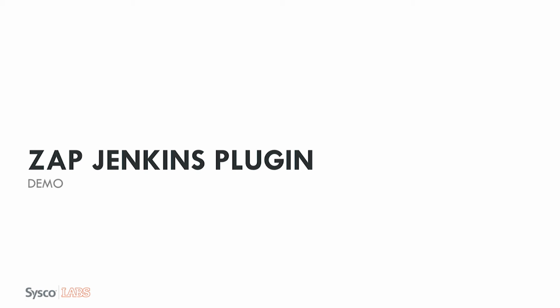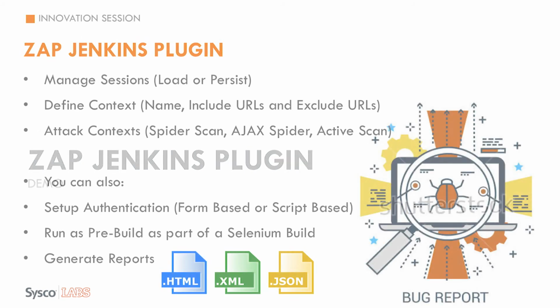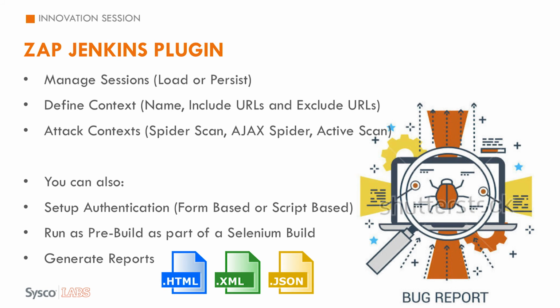Okay. So basically, next we're going to talk about the Zap Jenkins plugin. There are two plugins. There's the latest plugin that is available, which you can use either to load a session or to persist a session. I'm going to use persist, but loading a session means you will have to create a build, and in the workspace you'll have to put in particular session data, but that's not actually recommended.